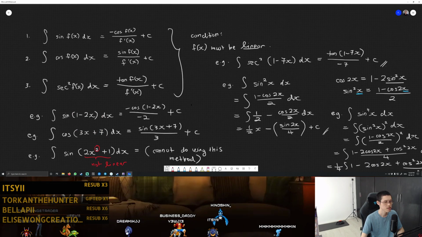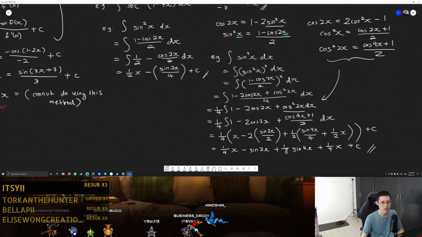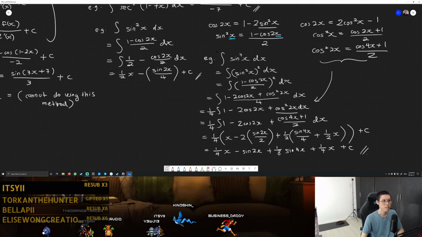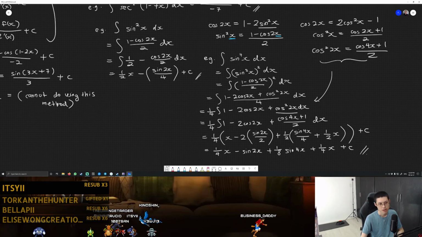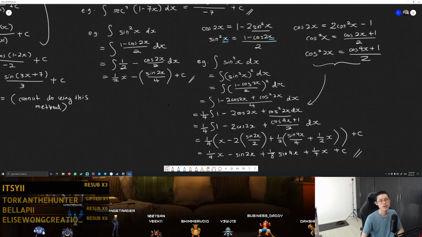These rules. Okay? Now, I've only shown you how to integrate even powers of sine. What if you have an odd power of sine? What if it's sine cube x? Oh no, what should we do? Well, let me show you.